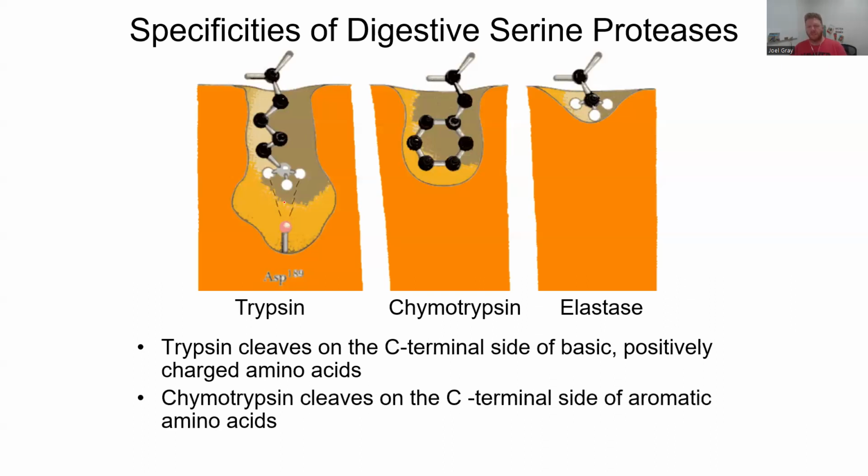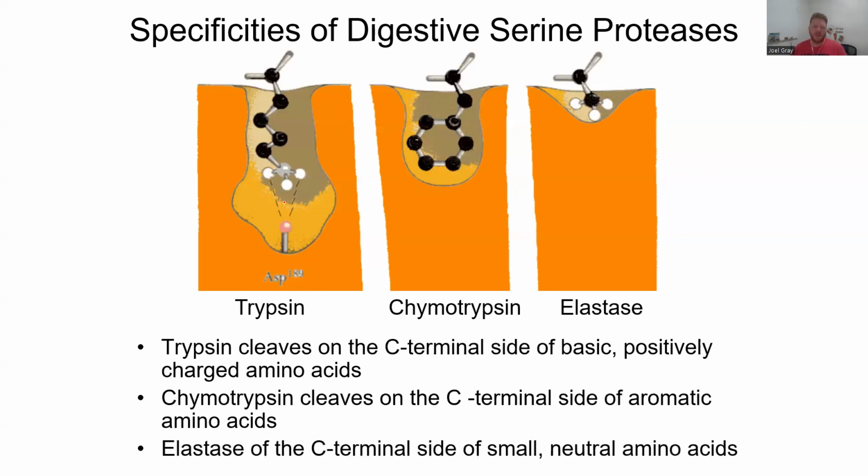Chymotrypsin cleaves on the C-terminus of aromatic amino acids, and elastase cleaves on the C-terminal side of small neutral amino acids. So basically, you can think about it as the specificity pocket is what differentiates trypsin, chymotrypsin, and elastase.